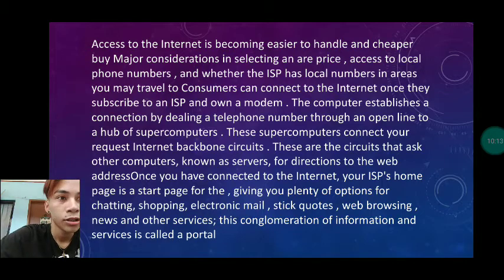The computer establishes a connection by dialing a telephone number through an open line to supercomputers. These supercomputers connect your request to internet backbone circuits. These are the circuits that ask other computers, known as servers, for directions to the web address. Once you have connected to the internet, your ISP home page is a start page giving you plenty of options for chatting, shopping, electronic mail, stock quotes, web browsing, news, and other services. This information and service is called a portal.